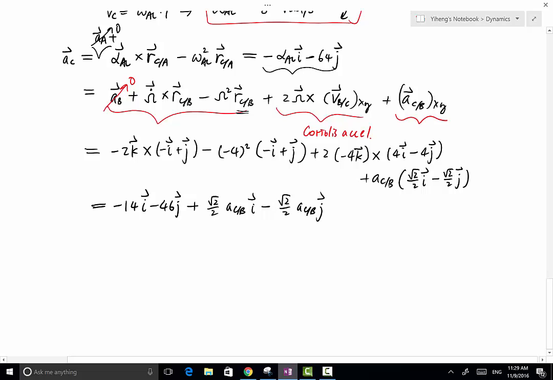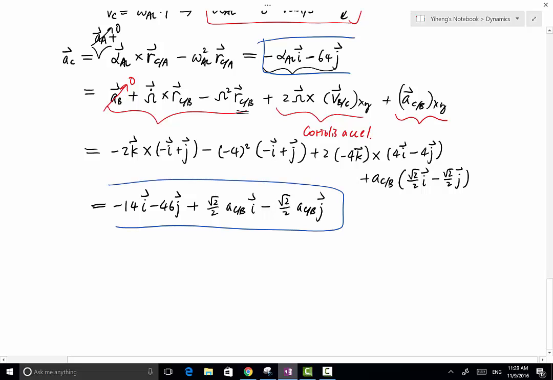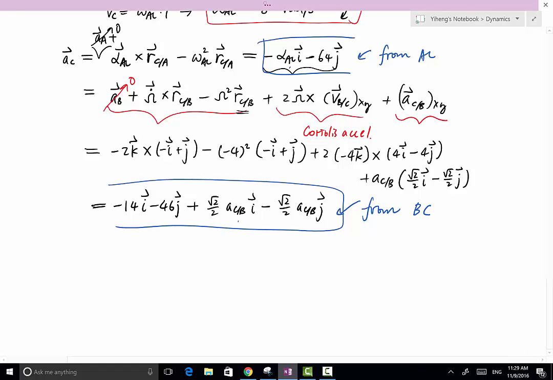Therefore, now we're ready to equate. I know it's a lot of math, probably got lost. We're ready to equate this left hand side to this right hand side. Remember, we got this from member AC, and we got this from the relative motion along member BC. Then we compare them, and realize that we only have two scalar unknowns. Now we can set up two scalar equations and solve for both of them.